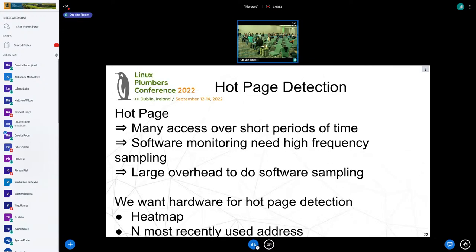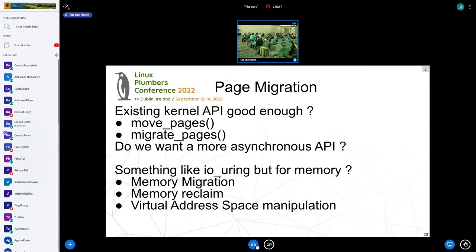For hot pages, obviously, we want hardware. There are many pitfalls. A page can be hot for a short period of time and then become cold again, and there's the question of what kind of heuristic we choose. But we want hardware because the sampling frequency is too high. Then there's the issue of how many counters we want. If we have 4,000, do we want 8,000? How many is good enough? Hard to know. And obviously, very high silicon cost with that.